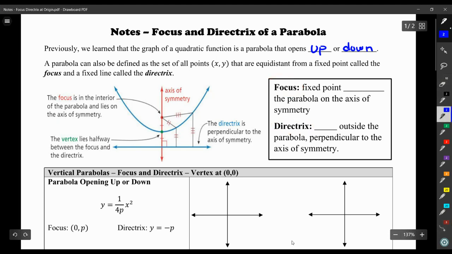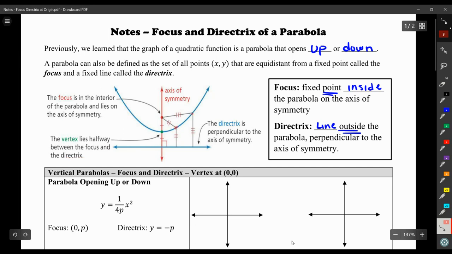So the focus is a fixed point inside of the parabola on the axis of symmetry. The directrix is a line outside the parabola perpendicular to the axis of symmetry. So what this means is here would be the example of the focus, here's the vertex, and here's the directrix. The reason why these are important is the focus and the directrix are equidistant from the vertex. So the vertex lies halfway between the focus and the directrix.